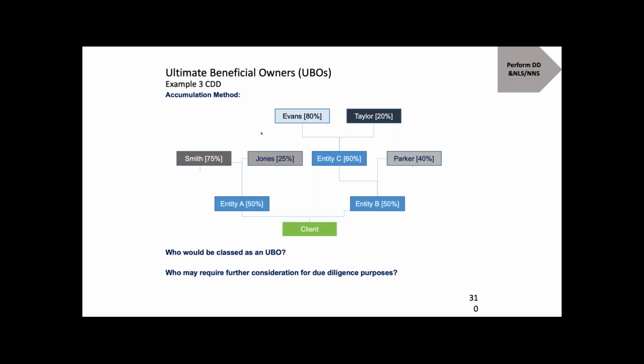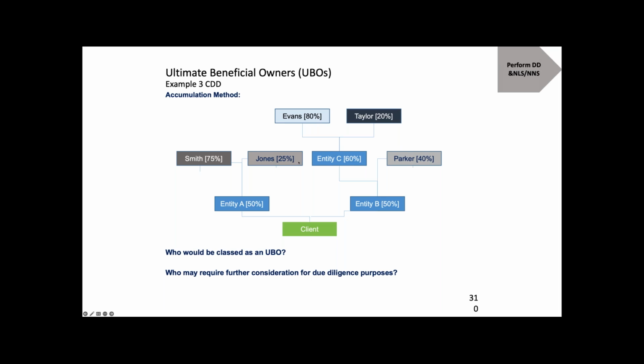$37.50. How did you get that? I think I just multiplied 0.75 by 0.5, and that gives you 7.5%. So he owns 75% of entity A, which is 50% of the client. 75% of 50 is 37.5, so it's 7.5, that's 7.5% of client A.